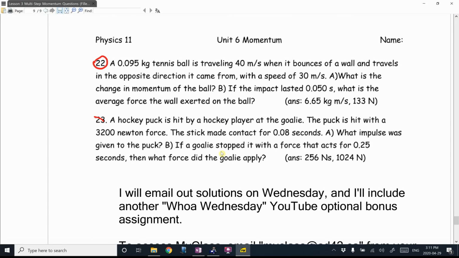I didn't assign the hockey question. It's really, really similar to question number 22, only here I would find the impulse by using force times time for part A. And then I could find the force in part B. What force did the goalie apply? So part A is the force that the hockey puck felt when it was hit by the slap shot. Part B is the force that the hockey puck felt when it came to a stop.